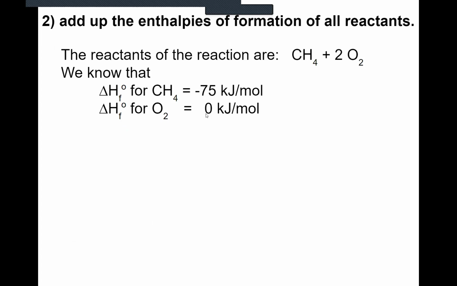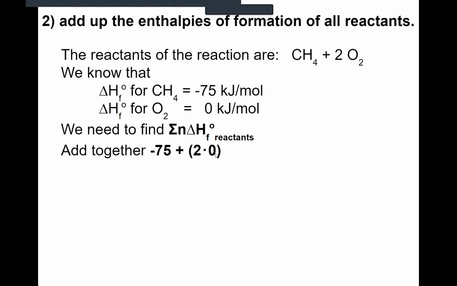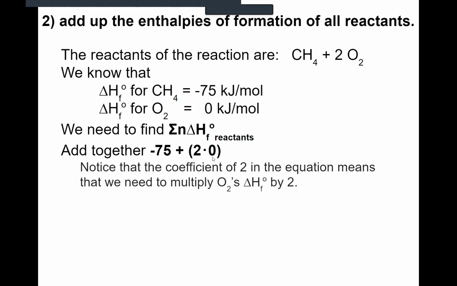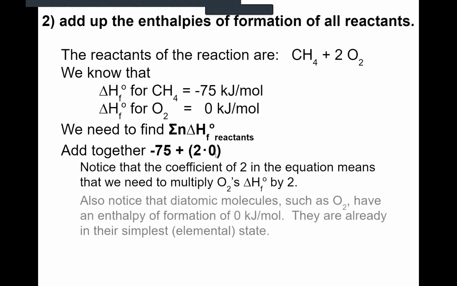If you ever see a diatomic molecule or a lone atom, it's going to have an enthalpy of formation of 0. You need to know that because they're not always going to give that to you. Okay, so we're going to add together the enthalpies of formation for all of the reactants times their coefficients. In this case, it's going to be a negative 75 plus 2 times 0. And you might say, well, why do we have to multiply the 2? The coefficient is 2 in front of O2. And yes, 2 times 0 is still 0, but it's important to follow the format.